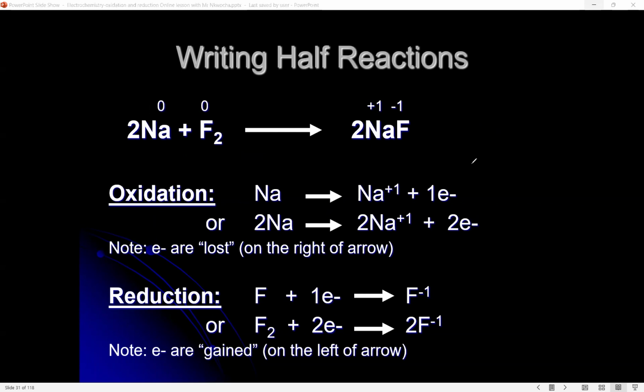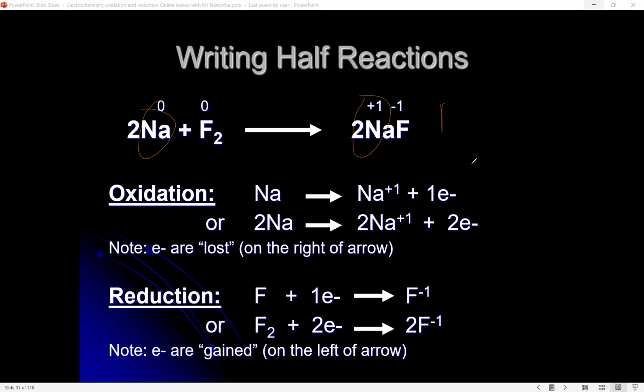Let's see. Sodium is 0 here. Here it is now +1. So sodium goes from 0 to +1. That means it's an increase. Increase is oxidation. What is the difference? Is it 1 or 2? What is the difference between the one on the left-hand side and the one on the right-hand side? If it is 1, put +1e. If it is 2, put +2e on the right-hand side. Simple.